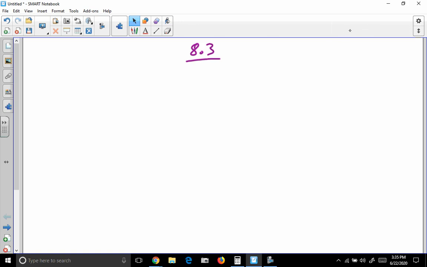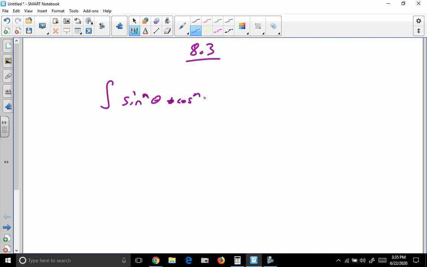So 8.3, we're going to work through some examples. Let's quickly mention our guidelines. If we have an integral that has sine and cosine, not plus, but times, it could be that n is 0, could be n is any other integer. So if either sine is odd or cosine is odd, we're going to pull out one of the odd ones.